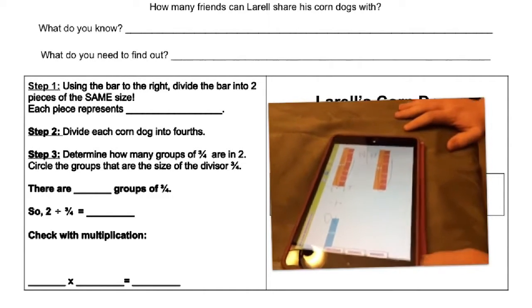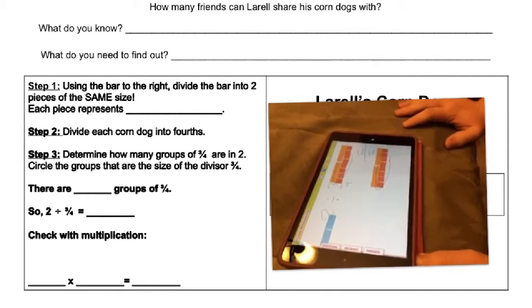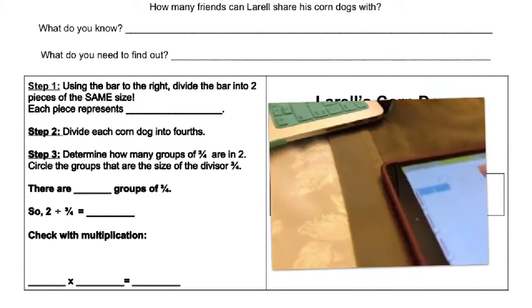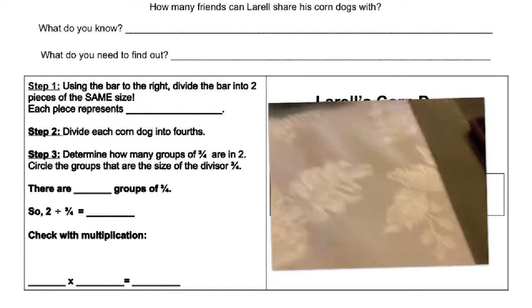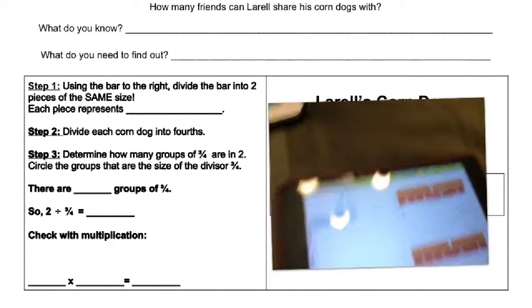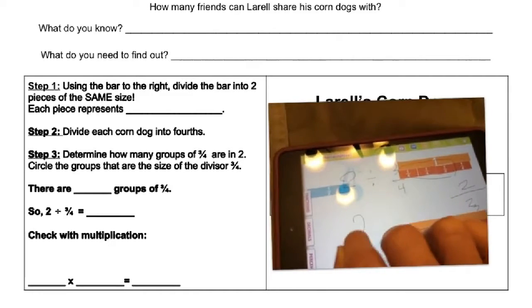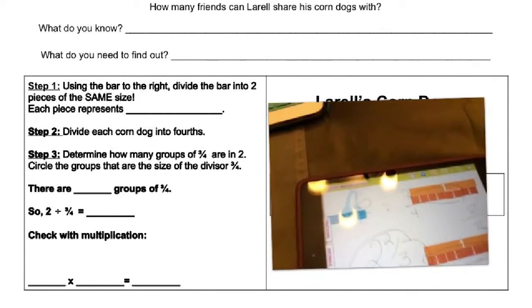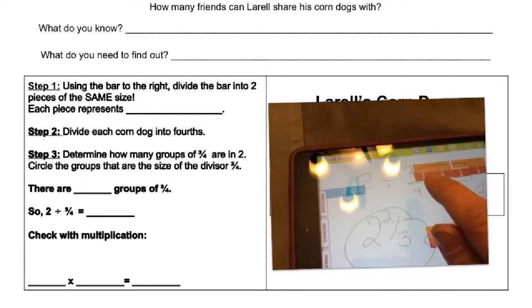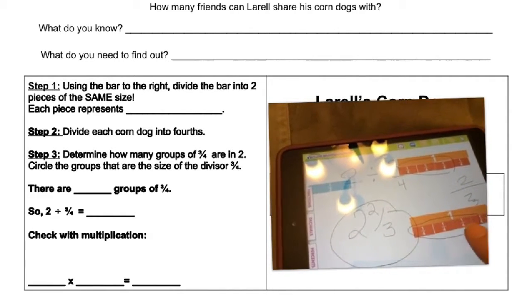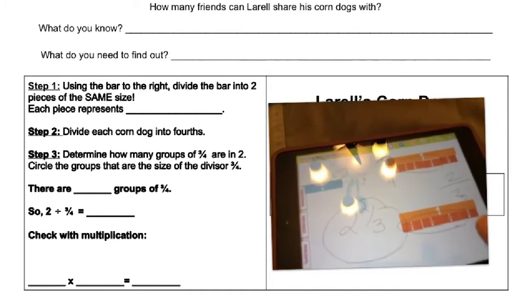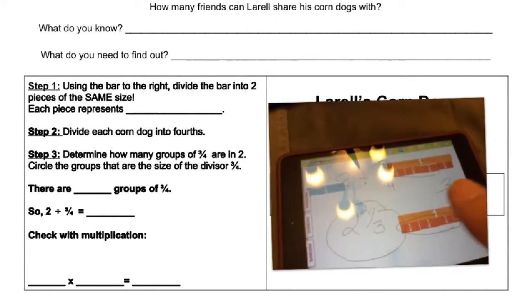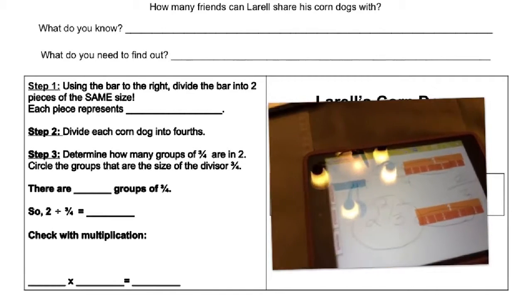Okay, so he has 2 whole groups and 2/3 of another. So thank you for your help, Dylan. I can take it from here. So we would have 2 and 2/3 groups. That's how many groups of 3/4 there are, because there are 2 whole groups and then 2 pieces left over that also are part of another group. That's where you get the 2 and 2/3.